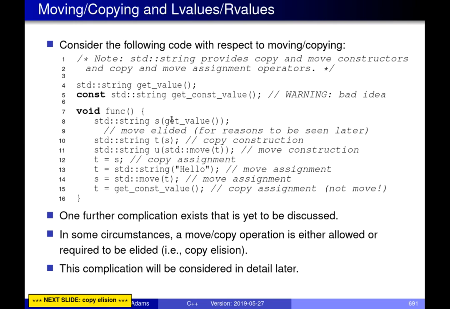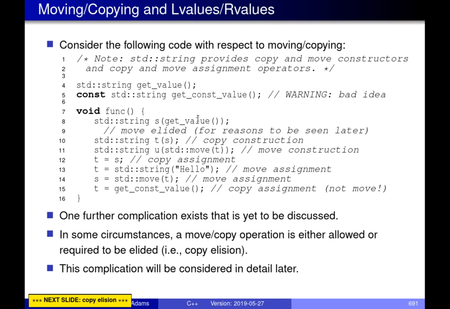As a consequence of this being a pure R value, it's also by definition an R value expression. So because of this, it can move. It turns out that for reasons we haven't talked about yet, actually nothing happens here at all. The compiler is required to elide the move. Elide is just a fancy word for omit. It can optimize out the move, and furthermore, it's required to do it. We'll come back to this later, but just ignore this copy elision that's happening here.